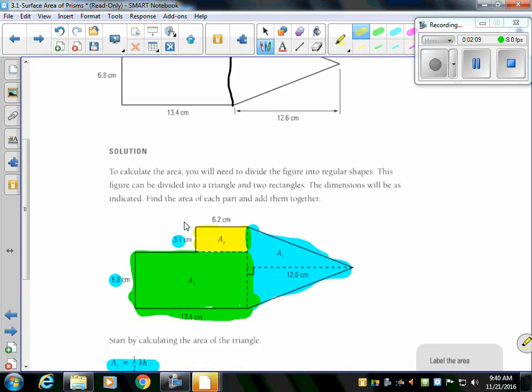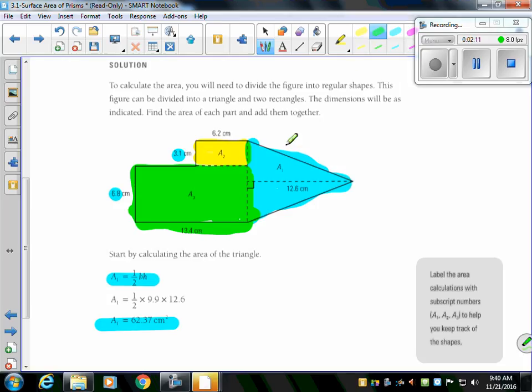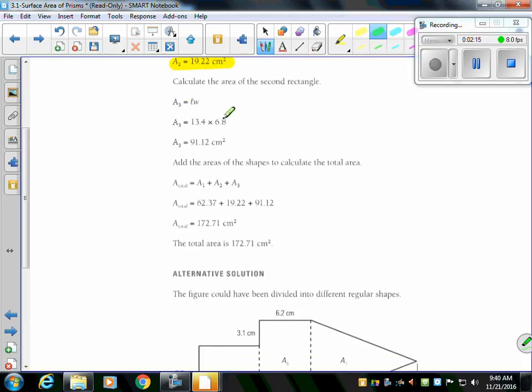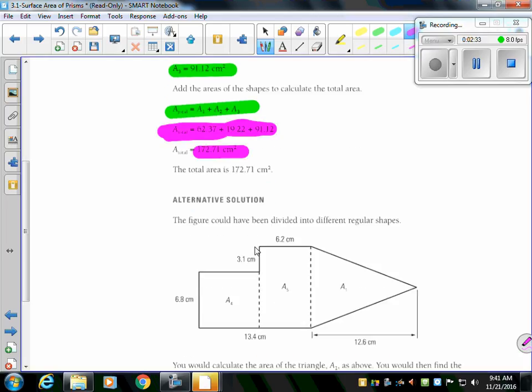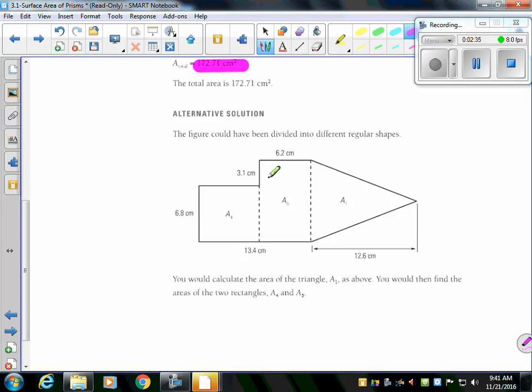And then the last one is area 3. That's 13.4 by 6.8. 13.4 by 6.8 gives us 91.2. So to get the area of the entire total thing, we add all three areas up. So you take your area answer from all three and add them to get a total of 172.71.